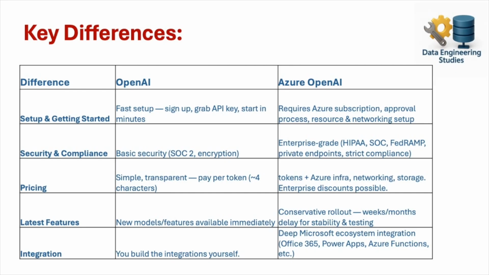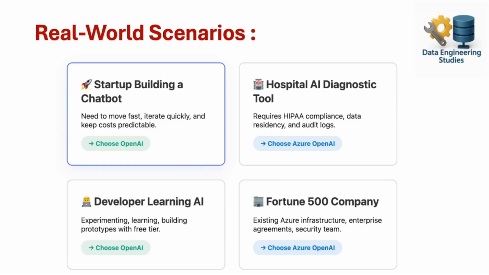Now let's see the real-time scenarios. If you are a startup building a chatbot, go with OpenAI. You need to move fast, integrate quickly, and keep the cost predictable. You don't have time for complex Azure setups, and probably you don't need enterprise features.